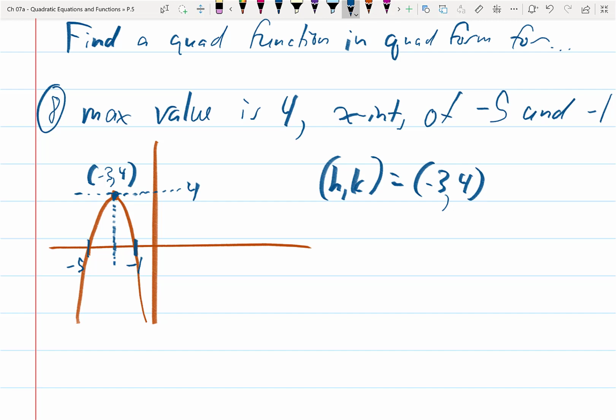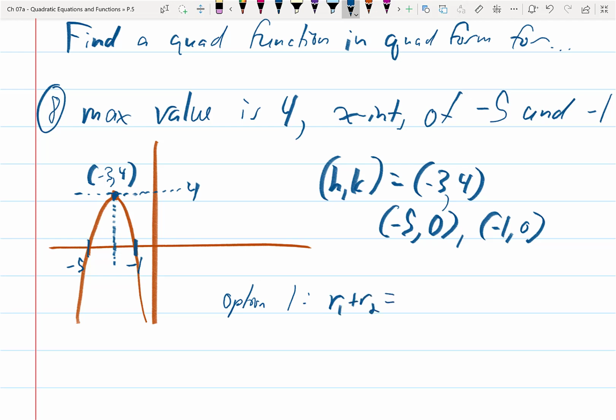What are they? The x-intercepts. (-5, 0) and (-1, 0). So option 1 is to do sum product, like we just did. R1 plus R2 is what?